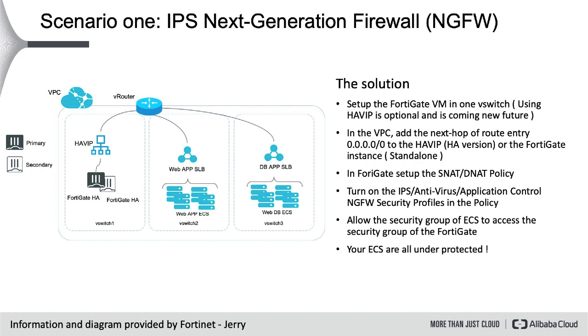And then in the VPC, you will add the next hop of the VPC route for any network to the Fortinet. If you have the X-ray, then you add the X-ray VIP. If not, then you add the ECS of the Fortinet.